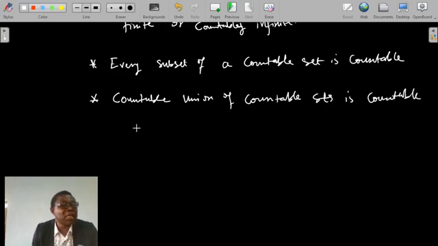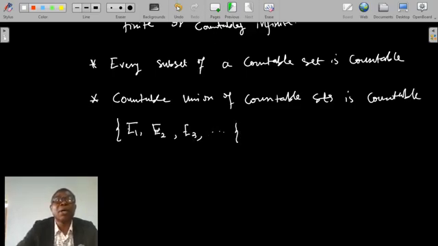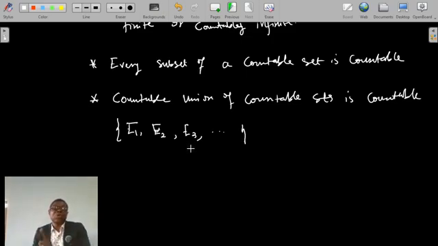To throw more light on this last one, so that people will appreciate what we mean by a countable union of countable sets being countable, recall that if we are given a collection of sets E1, E2, E3, and so on and so forth, this is a family of sets, and you will see that this is a countable collection of sets.